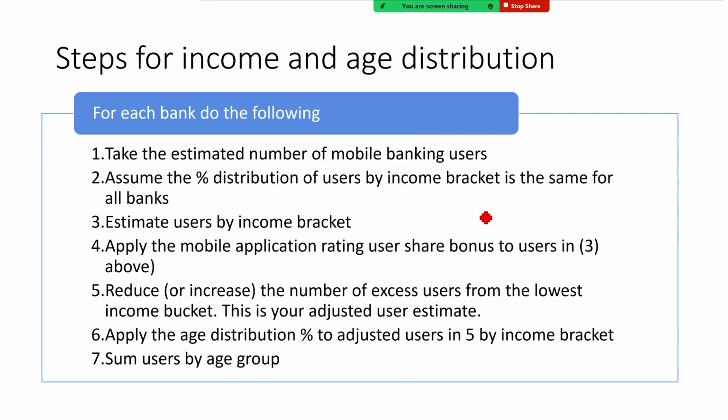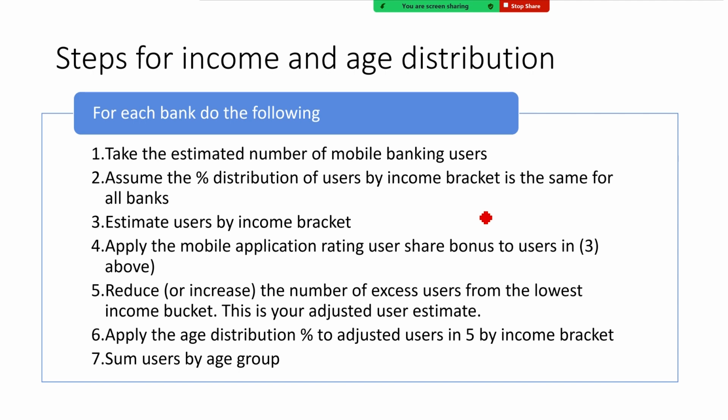The distribution of income by banks is concerned, that's the same. And we are going to use that distribution and apply that distribution as is to the number of mobile banking users available for a bank. And this is a sequence. So I'm going to follow that sequence.